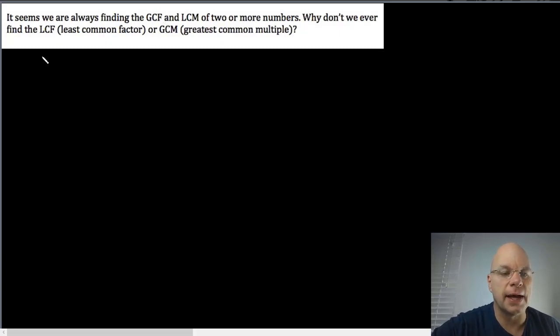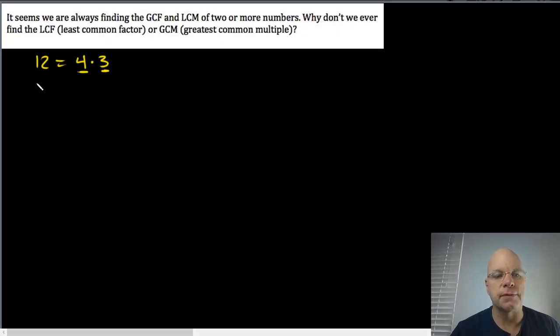First, in order to really answer this, we need to think about what factors and multiples are. Factors are the pieces of the number that when multiplied together with other pieces of the number give you the number. The number is the product in this case. For example, a number like 12 has factors like 4 and 3. These are the pieces of 12 that when we multiply them together give us 12.